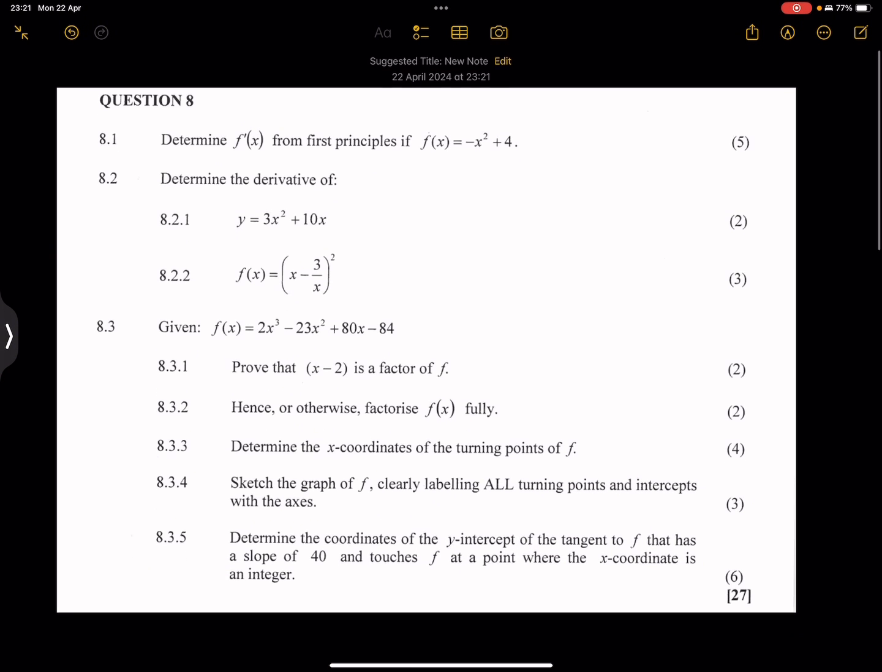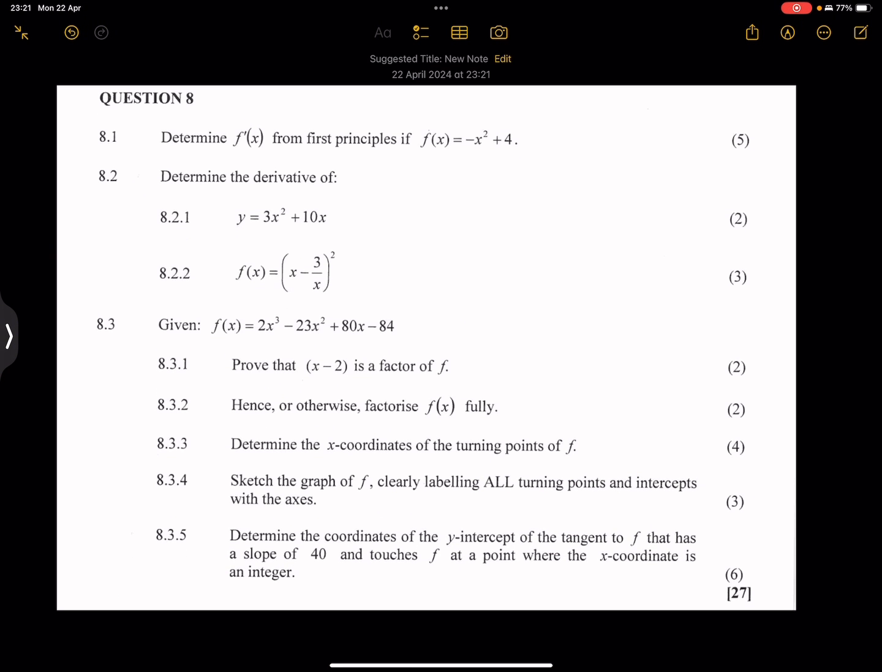Okay, let's go on to the next one. They say determine the derivatives of the following, right? So 8.2.1, we've got 3x squared plus 10x.